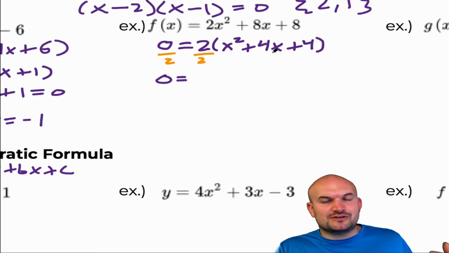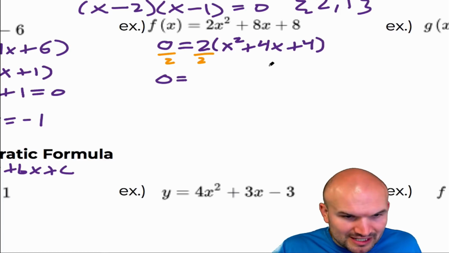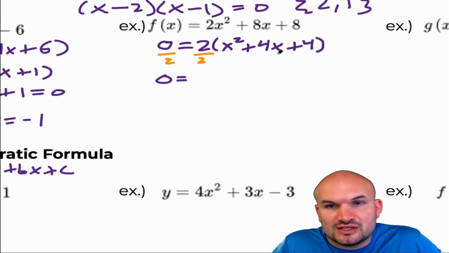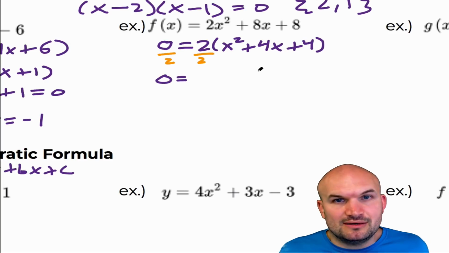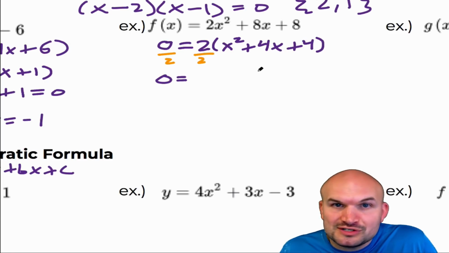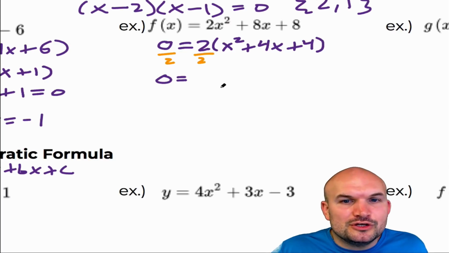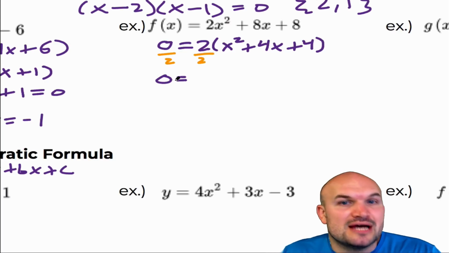Now, let's look into factoring this. What two numbers multiply to give you 4 but add to give you 4? The answer is relatively, hopefully simple for you. Well, it has to be 2, right? 2 times 2 is 4 and 2 plus 2 is 4. You could rewrite it as x plus 2 times x plus 2.